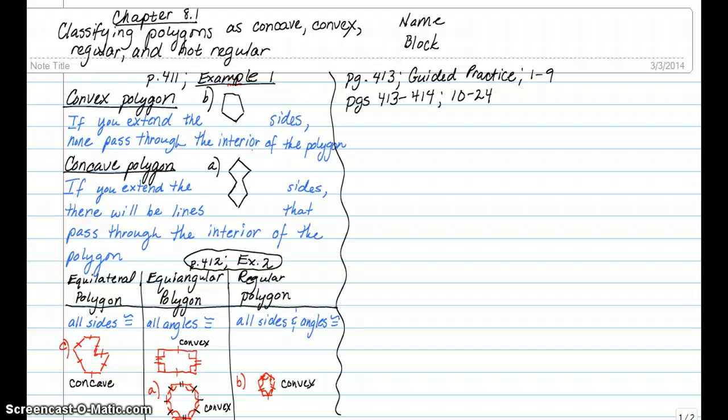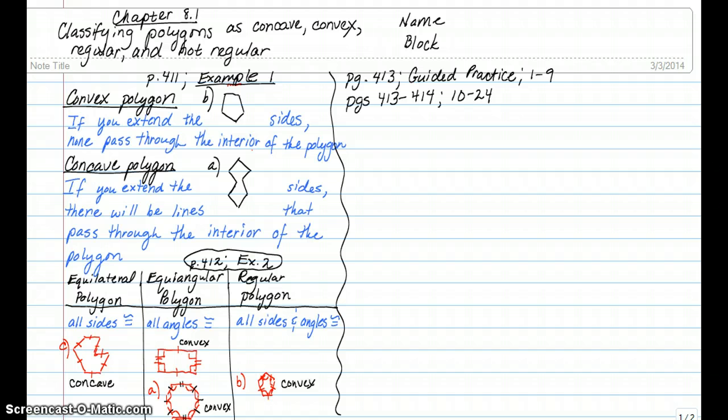This is the recording for Chapter 8.1, classifying polygons as concave, convex, regular, and not regular. Your paper will be folded in half vertically. Your assignment is pages 413, guided practice 1 through 9, and pages 413 through 414, 10 through 24, which will go on the right-hand side. Your notes will go on the left-hand side. On page 411, you have some definitions and some examples.